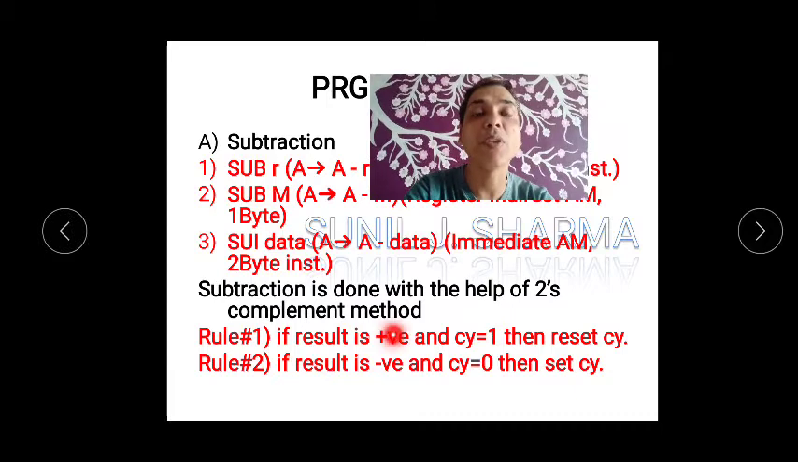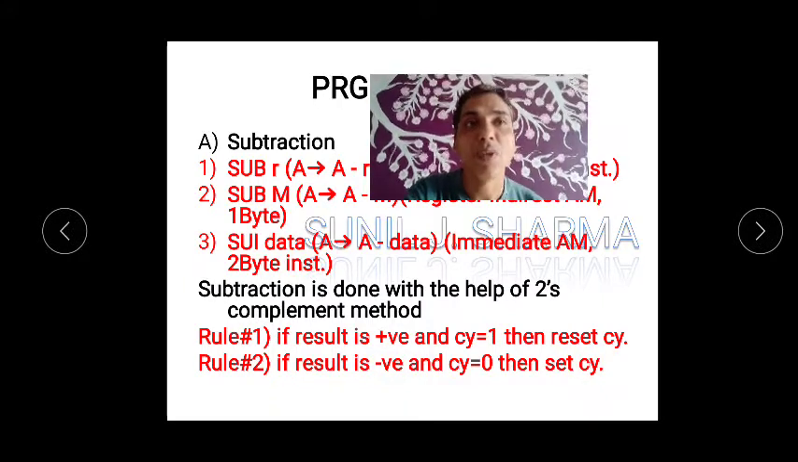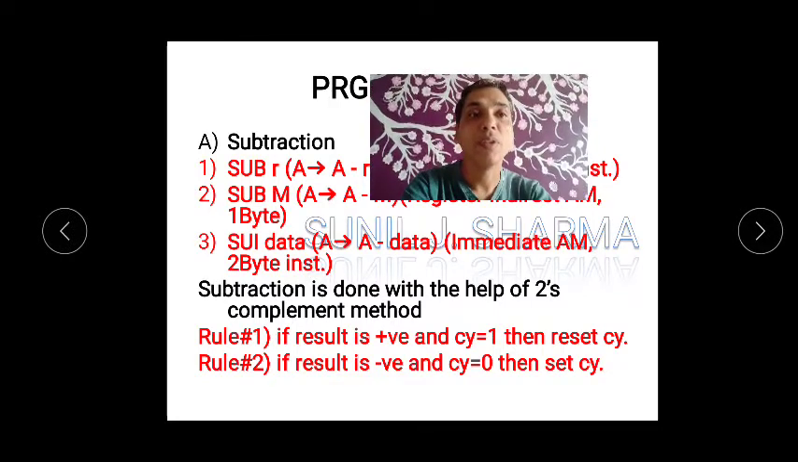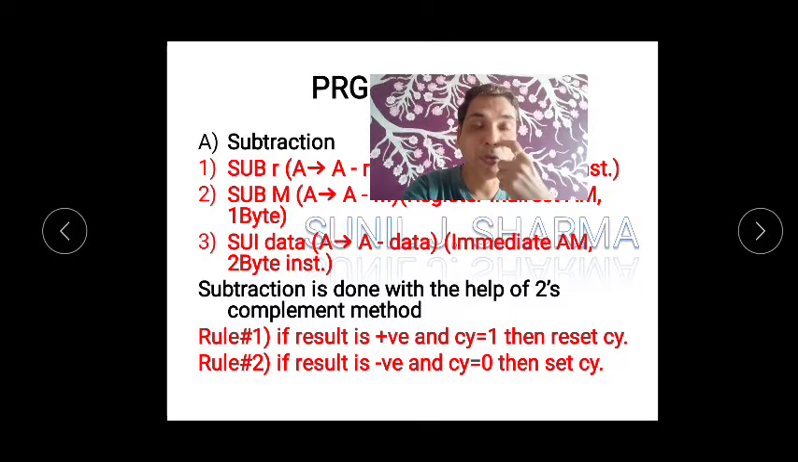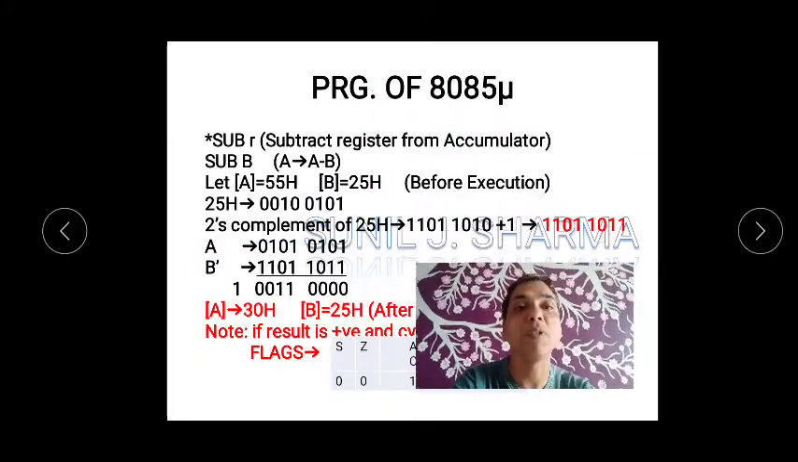Remember one thing, if your result is positive, you have to reset the carry. If your result is negative, then you have to set the carry. Remember either one of the rules, because this is a very important rule, and you will lose your marks if you don't set or reset your carry flag. Now let's take an example, that time it will be more clear.